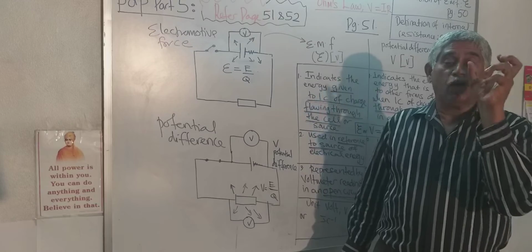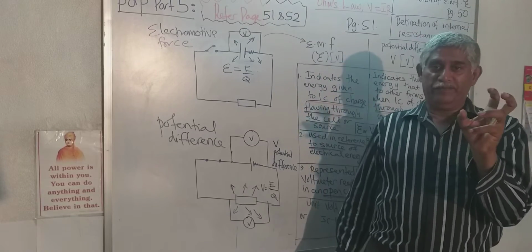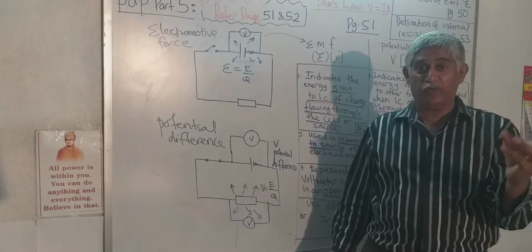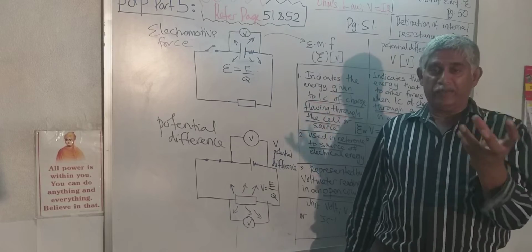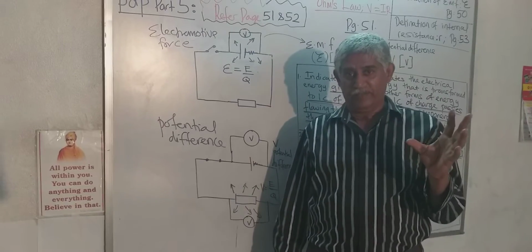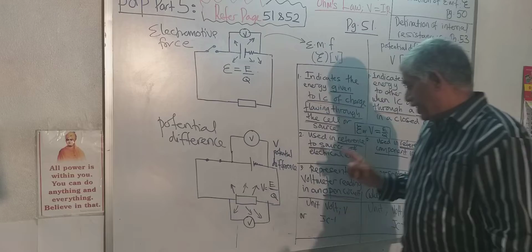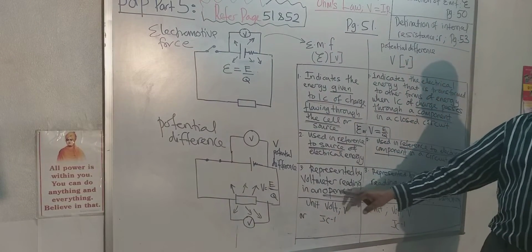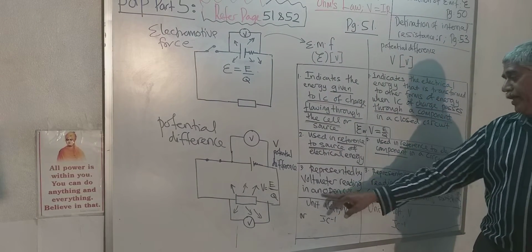Okay, that is the operating voltage of the component. If the component is written as 240 volt, that means that component or device is using 240 volts. Okay. Then point number 3, it is represented by a voltmeter reading an open circuit.